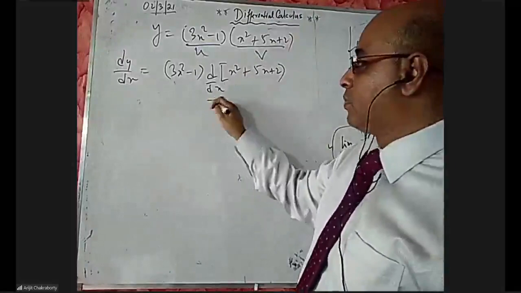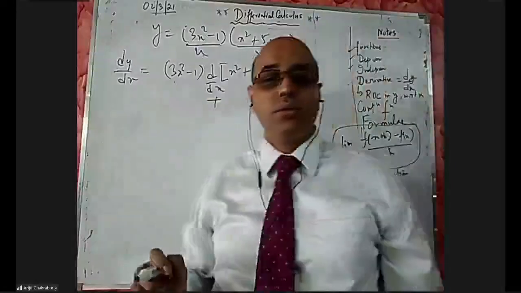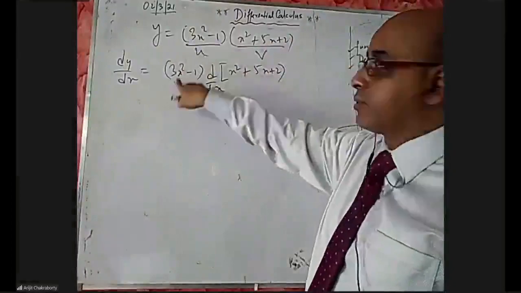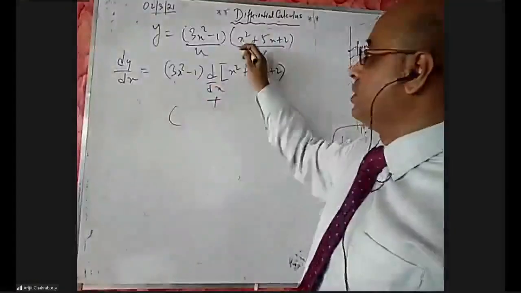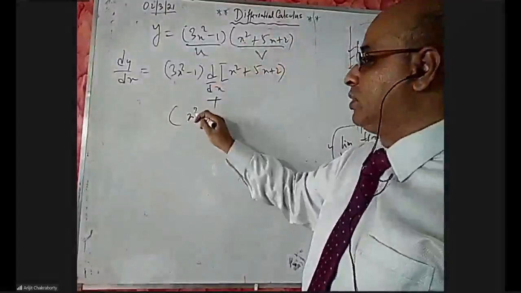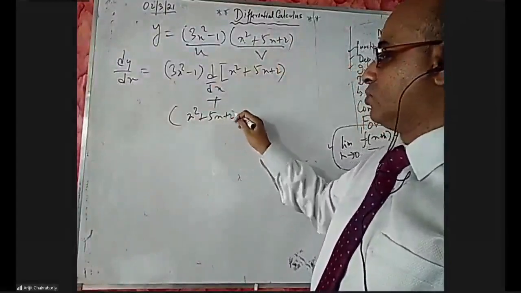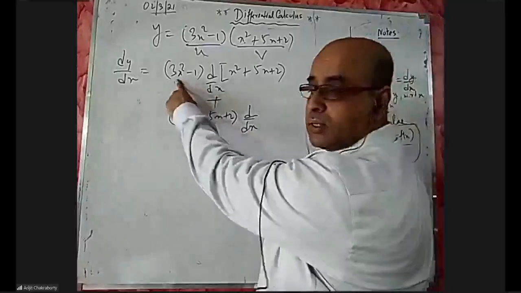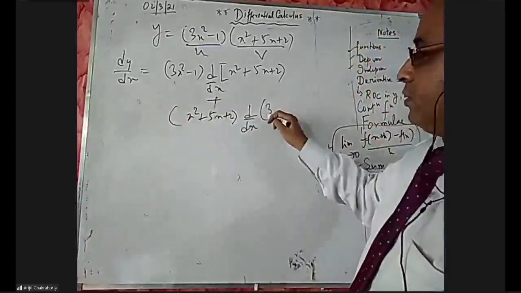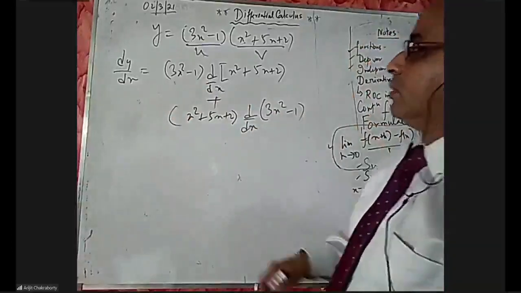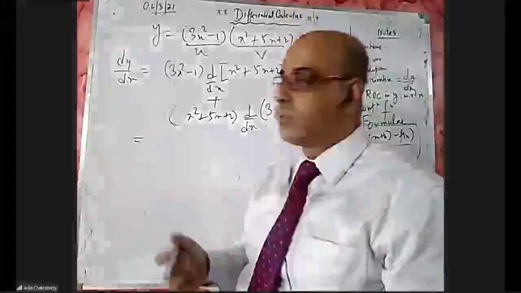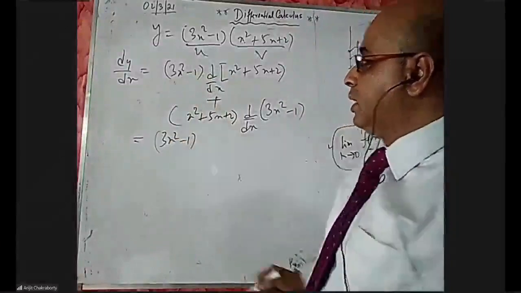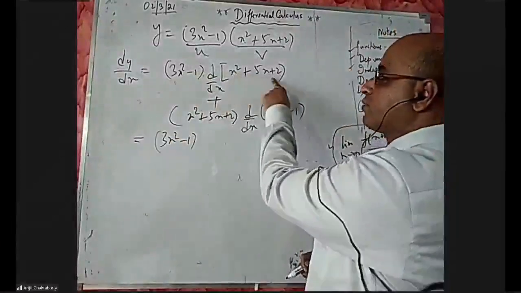Plus, now, in the first part I kept u outside, so now I'll keep v outside. So v is x² + 5x + 2, and I will do the differential coefficient of the first expression, that is 3x² − 1. This breaks into 3x² − 1 as it is, times d/dx of x² + 5x + 2.